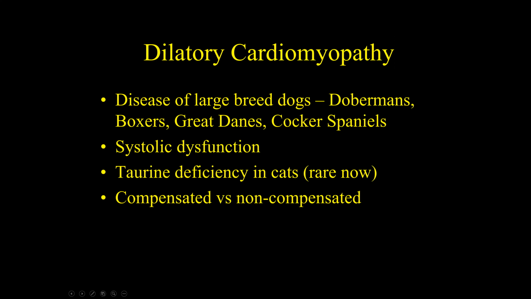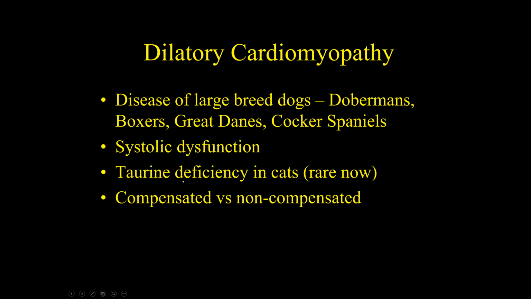So again, dilated cardiomyopathy is a disease of large breed dogs, and there are certain breeds that really get it all the time. That's very common. And the big ones are going to be Dobermans, Boxers, and Great Danes, which really commonly get dilated cardiomyopathy. Dilated cardiomyopathy is a systolic dysfunction of the animal. So it's where the heart muscle itself loses the ability to contract well. And so we lose this force of contraction, and it doesn't pump enough blood out to supply oxygenated blood to the body.